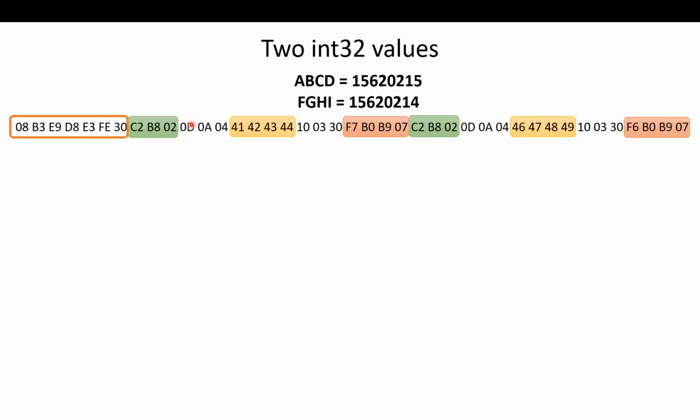And then again, how many bytes there are for this tag, the start of the label, how many values in the label, and then the label itself. In this case, it's the same as before, A, B, C, D. Then this is the tag. What type is it? If you remember, 10 03 30 is int32, and then the actual value, just like last time, it's this value. Then when it sees C2 B8 02, this means the start of a new tag, and the new tag that we're making for now is FGHI, and it follows the same suit.